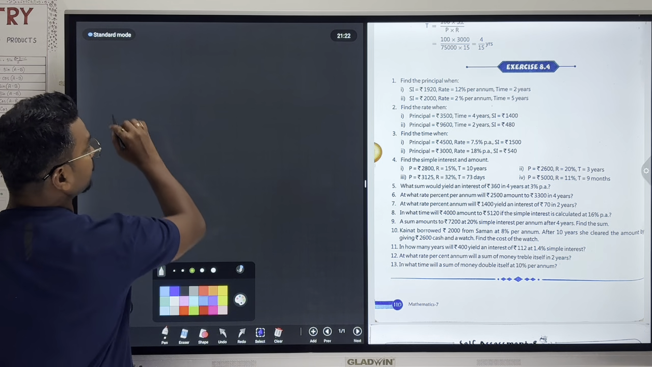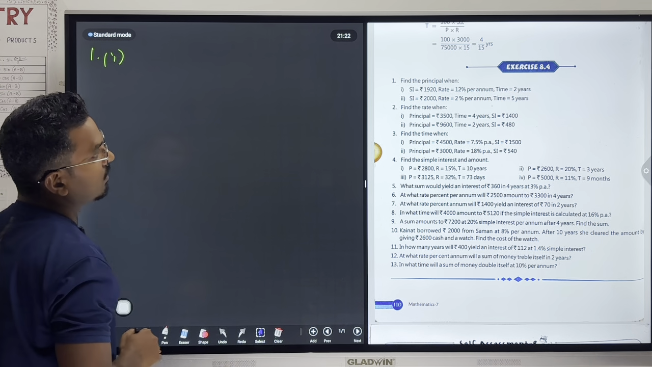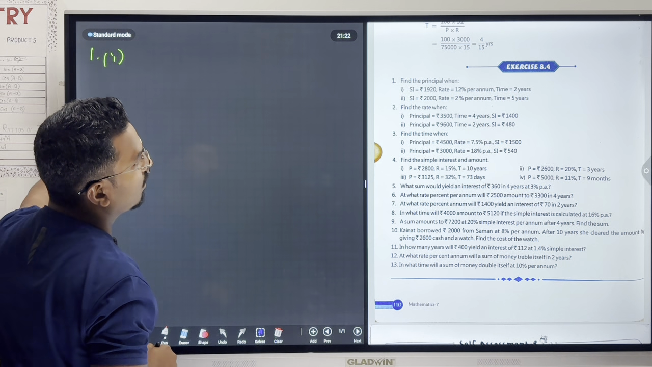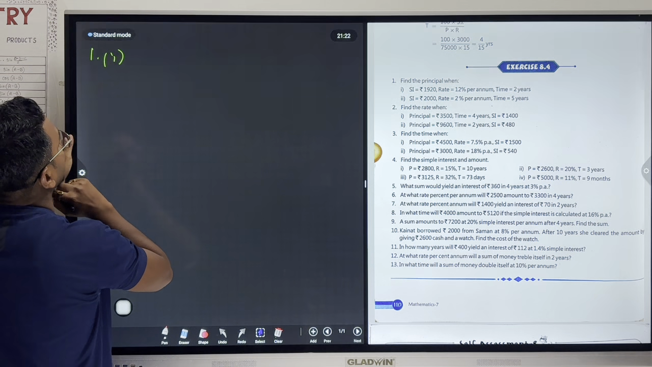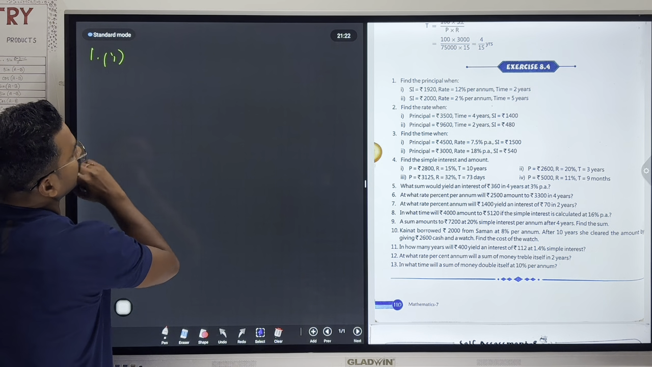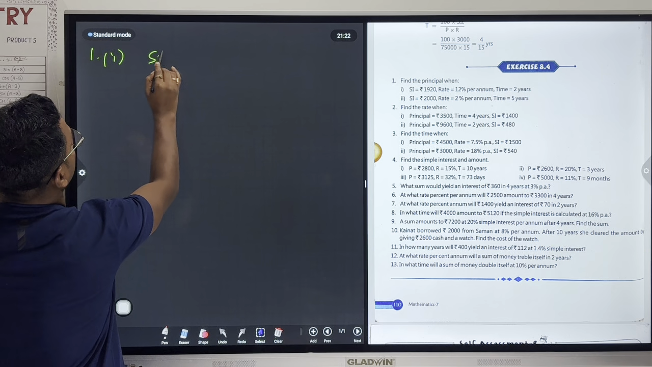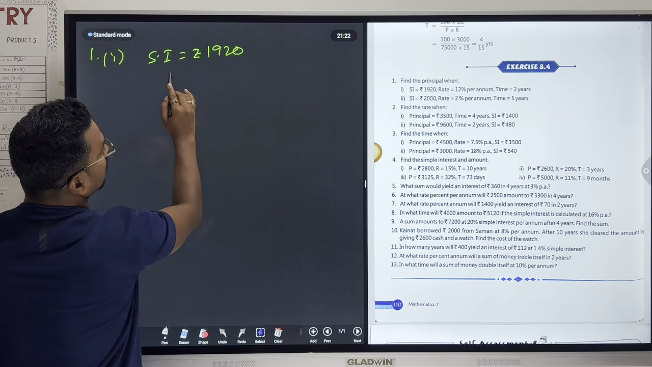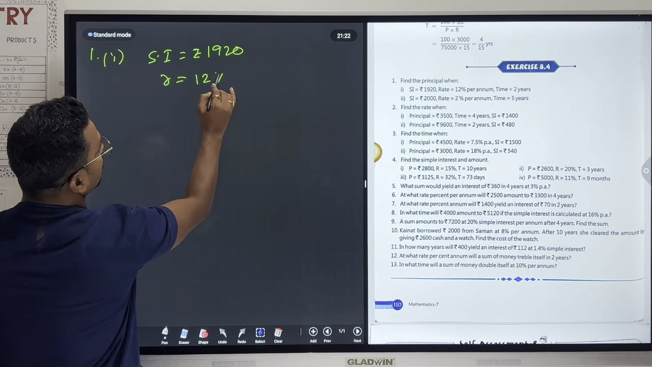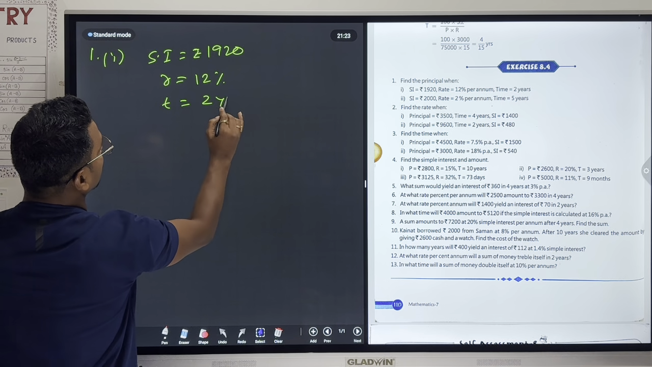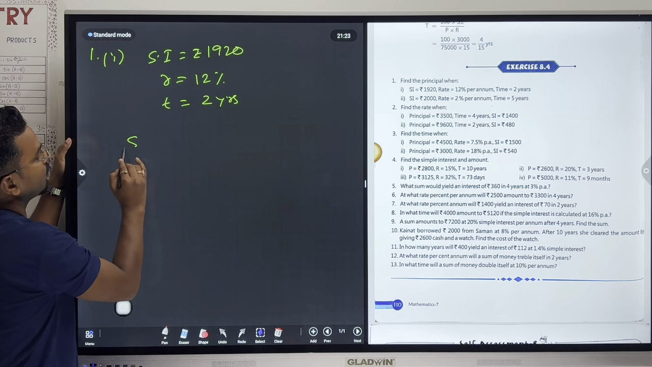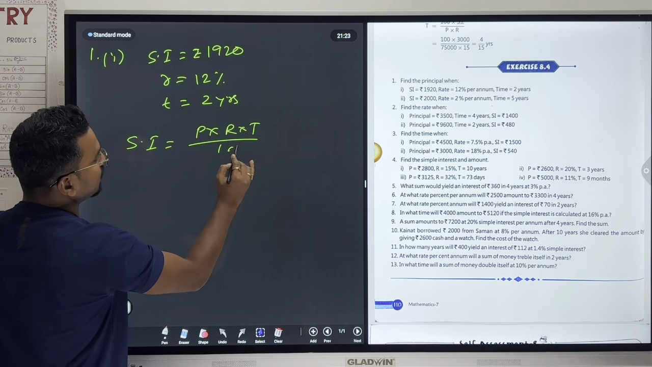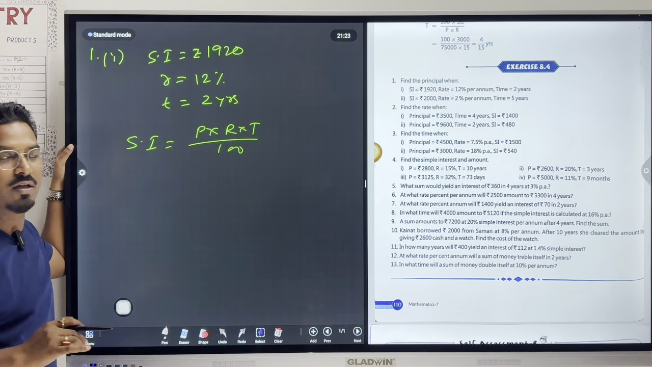So the first question is given: simple interest is given, rupees 1920, rate of interest is given 12% and time is given 2 years, and you have to find the principal. Okay. So you can use this formula only: simple interest equals P multiplied by R into T divided by 100. By using this formula only you can find it.